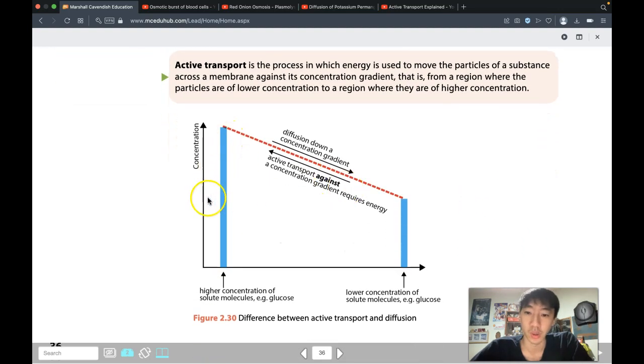Okay, so here is the higher concentration of molecules. For example, glucose. Let's say that a cell already has a high concentration of glucose inside the cell, but yet it's greedy. It still wants more glucose to enter into the cell. So outside of the cell, there's a lower concentration of the glucose molecules. So what is it going to do? This cell is going to do this thing called active transport against a concentration gradient. So it's going to use energy.